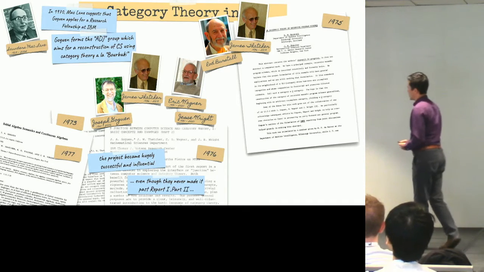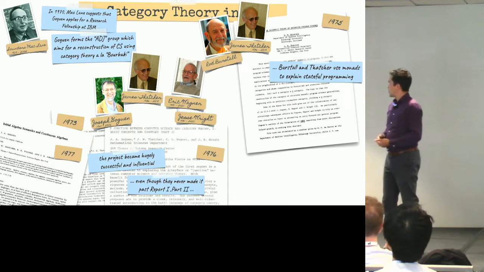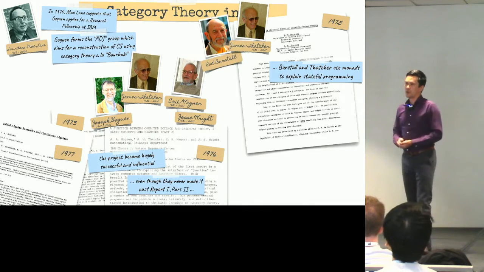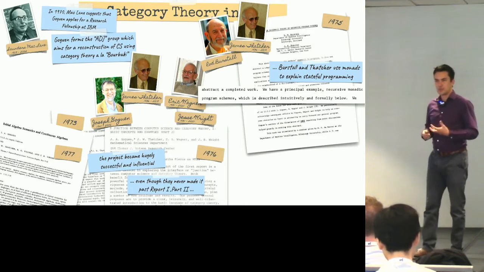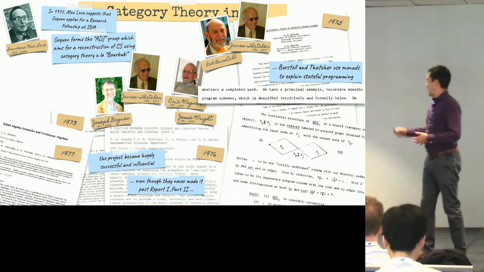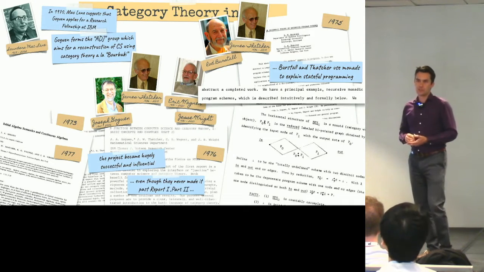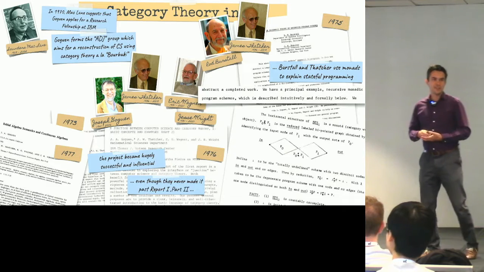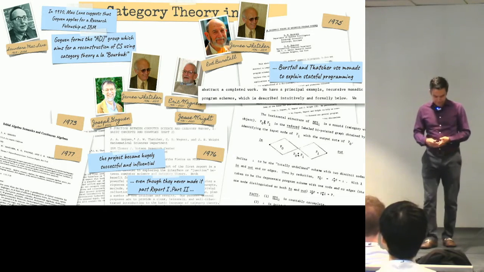And Burstall and Thatcher talk about this paper as well, which is where they start using monads to explain stateful programming. So in this paper in '75, they said they're going to be using some monoidal things or monadic things, and they have this little diagram where the semicolon is exactly sequential composition of sequential programs. So monads appearing in '75, at least in that setting.